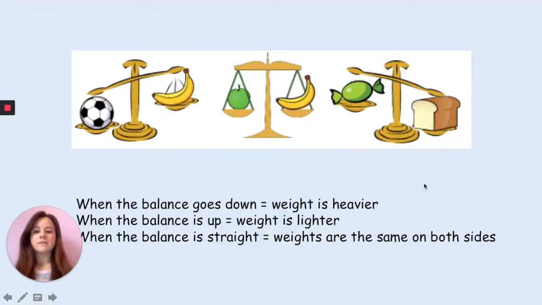Now this is just a bit of revision about balance scales. When the balance goes down, that means that the weight is heavier. So here we can see that the football is heavier. Here we can see that the bread is heavier. When the balance is up, the weight is lighter. So you can see that the banana is lighter than the ball and the sweet is lighter than the bread. When the balance is straight, it means that the weights are the same on both sides. The weight is balanced.